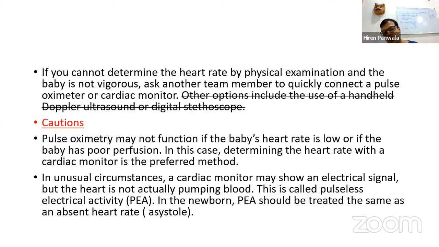If you have a two person team, the other person who is assessing the heart rate can either listen and tap as and when there is a beat. It can give you a very good idea.